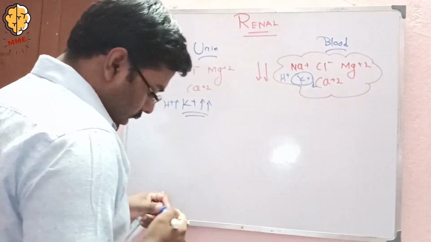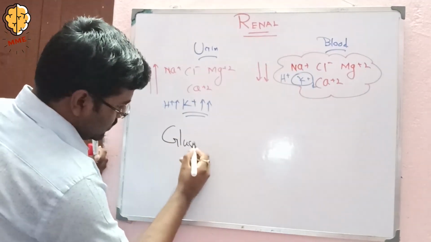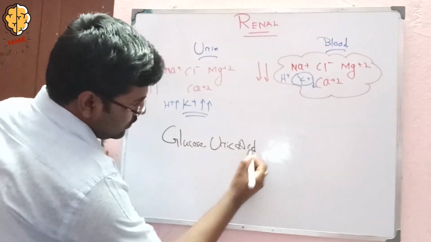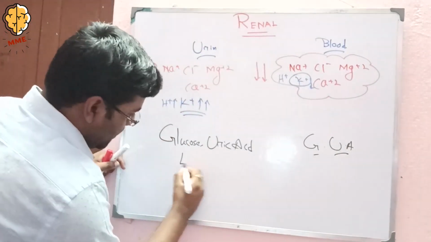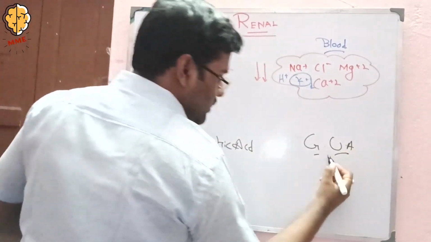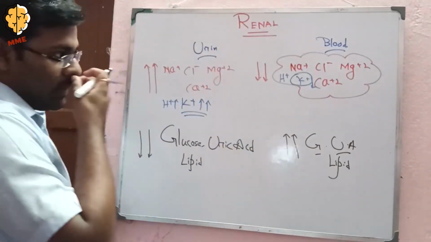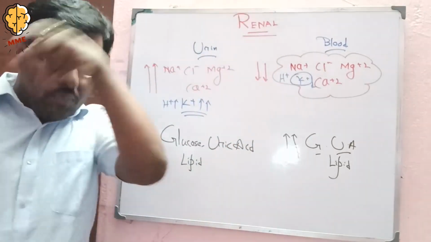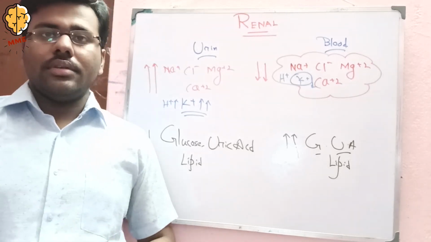And again some others, like glucose, uric acid, and lipid, get decreased in the urine and increased in the blood. So furosemide has these effects on the TAL, the thick ascending limb of the loop of Henle.